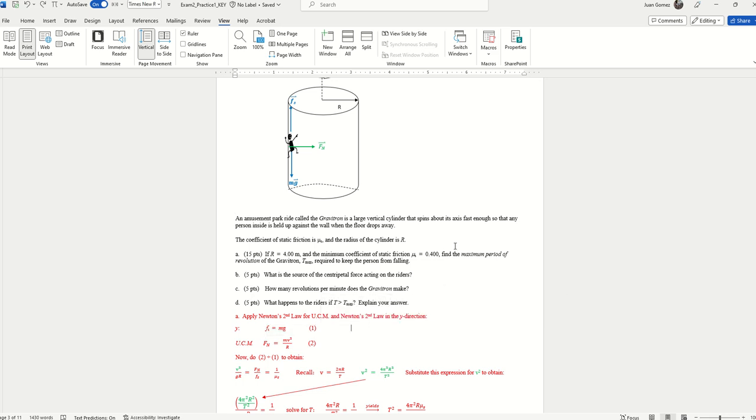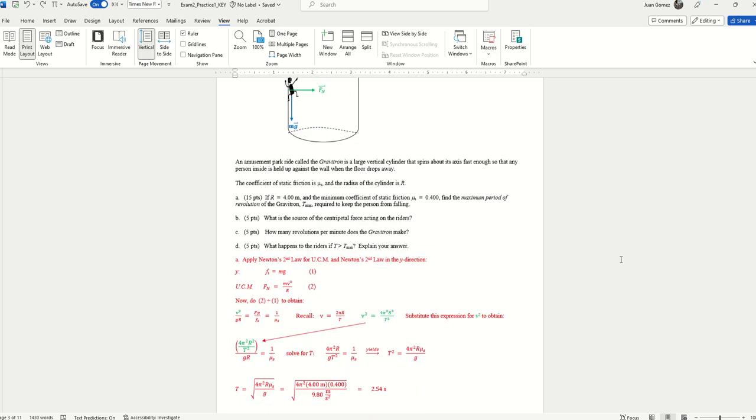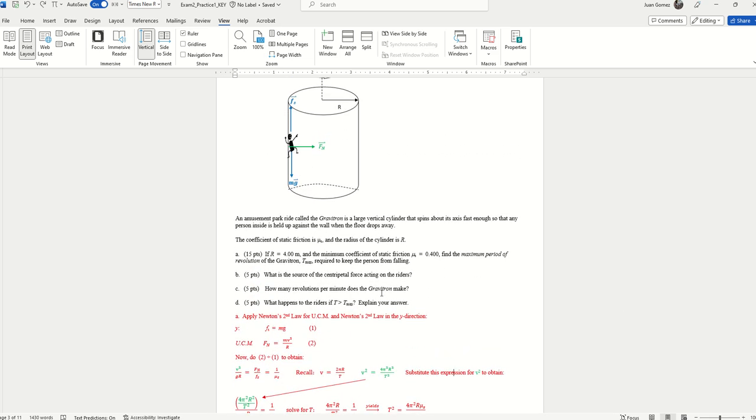That's equation 1. Now, in the radial direction, the sum of the forces in the radial direction, towards the center is positive, away from the center is negative. There's only one radial force, and it's Fn, directed towards the center of the gravitron. So in terms of UCM, it's positive. Newton's second law for UCM says the sum of the forces in the radial direction equals m v squared over r: the mass of the person, m, times v squared divided by the radius, large r, of the gravitron, i.e. the radius of the UCM.